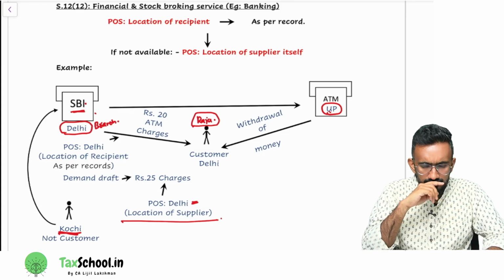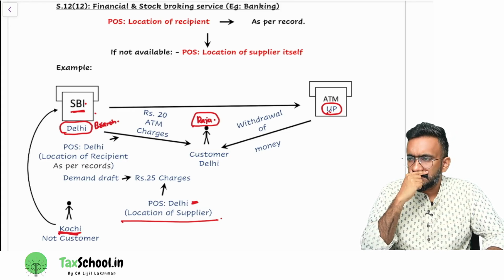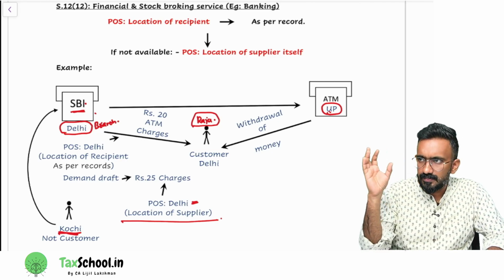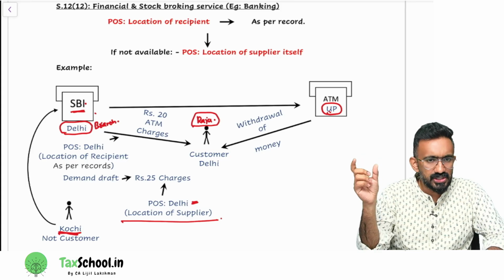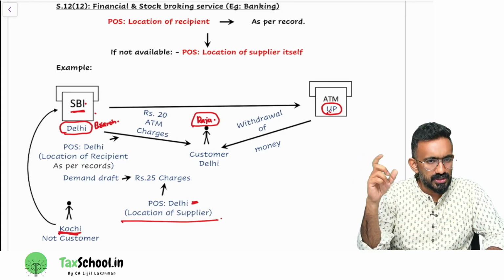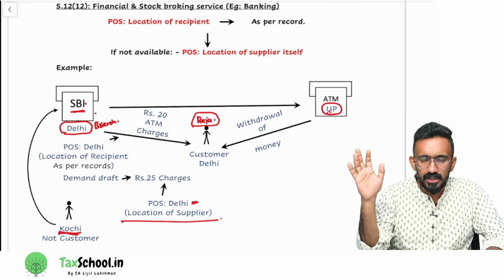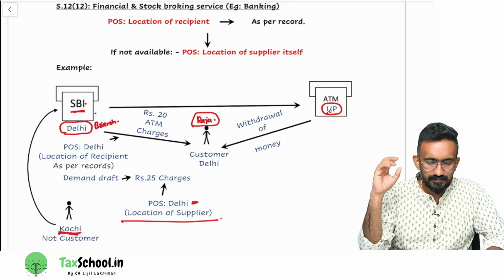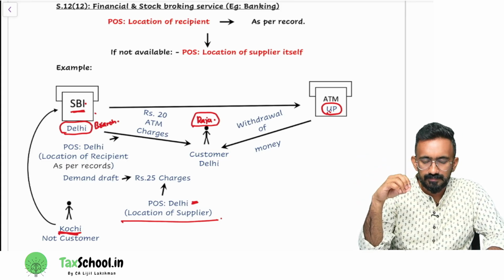They said, State Bank of India, a banking company, a financial service, or a stockbroker like Zerodha, anyone, all of their services will come under 12.12. State Bank of India has a customer from Delhi. The State Bank of India branch is also in Delhi.